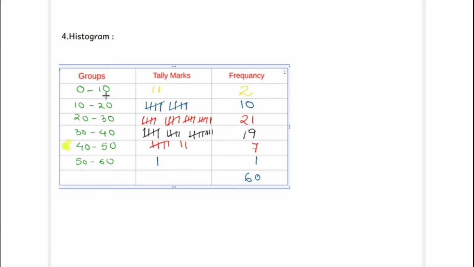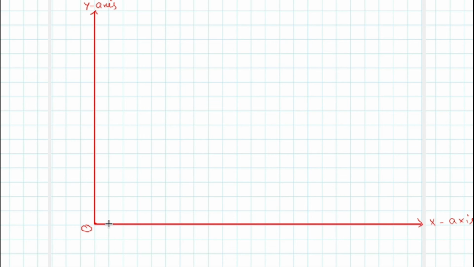Okay, so how to represent it? See, 0 to 10, 10 to 20, up to 60 it is there. So in the x-axis we will represent it. This first one we will mark as 10. Then in this first box, then it is 20, and it is 30, then 40, 50, 60, 70. Okay, so until 70 we have written, but we need up to 60 only.